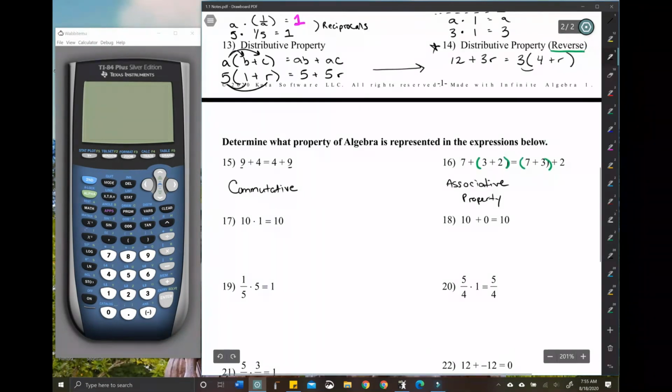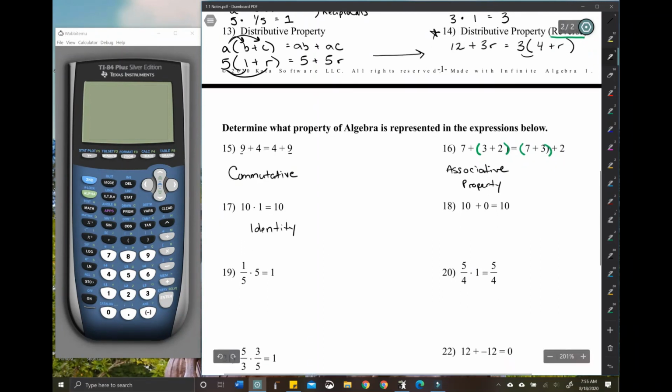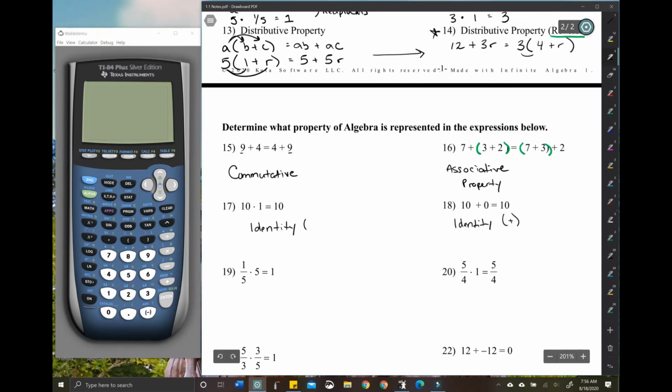Okay, 10 times 1 equals 10. What do you guys think? Identity. Yes, we are getting the same number. Identity. 10 plus 0 equals 10. That's also the identity. This one's for addition, and the other one is for multiplication. So it looks similar, only we are dealing with multiplication in 17 and addition in 18.